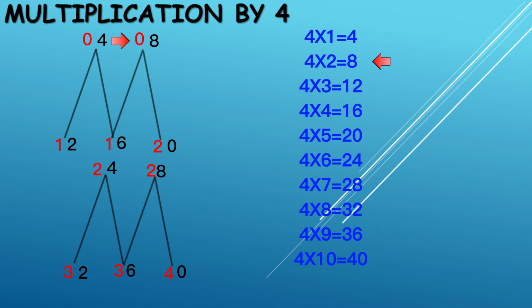So from our timetable, we realize that 4 times 1 is what? 4. 4, 2, 8. 4, 3, 12. 4, 4, 16. 4, 5, 20. 4, 6, 24. 4, 7, 28. 4, 8, 32. 4, 9, 36. And 4, 10, 40. Well done.